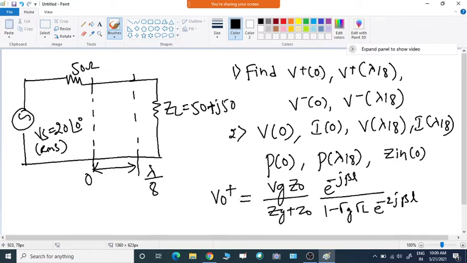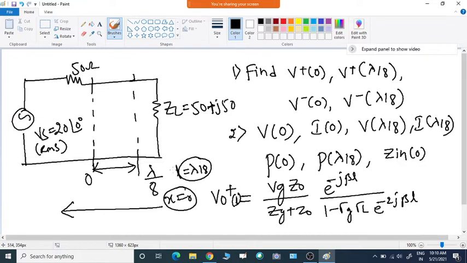Here, whatever the 0th position is, it is a function of length. Yesterday we assumed that x is 0 at the load side. If we substitute x equal to 0, what is the length? The complete length is lambda by 8. So we are putting x equal to minus L here and x equal to 0 here. Putting x equal to 0 means the length is 0, and x equal to minus L means it is minus lambda by 8.